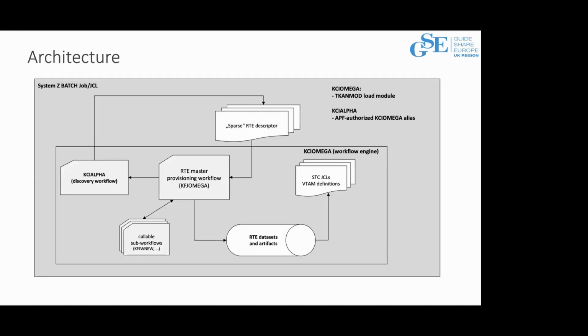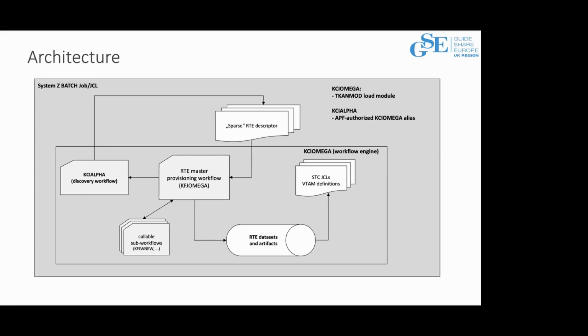So the architecture is quite simple. There are two jobs that we provide. The main job or the workflow is KCI Omega. That's the workflow engine. The workflow engine will ingest the sparse descriptors, or the discovered sparse descriptors, of subsystems. So that discovery process that I mentioned earlier, which is actually the KCI alpha job, needs to be APF authorized. It's an alias of the KCI Omega job as above.